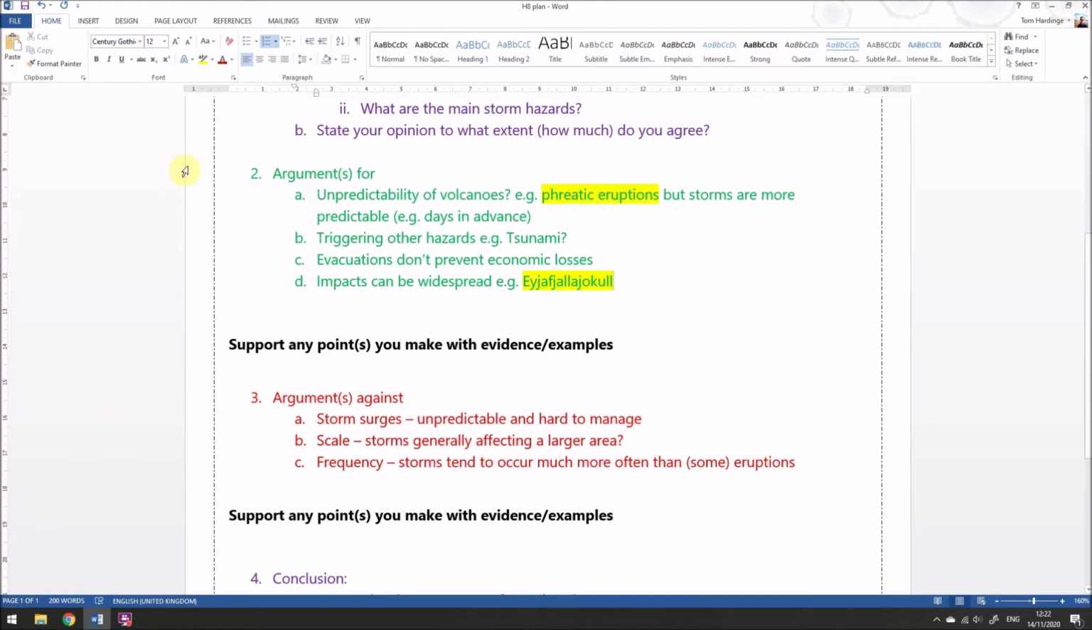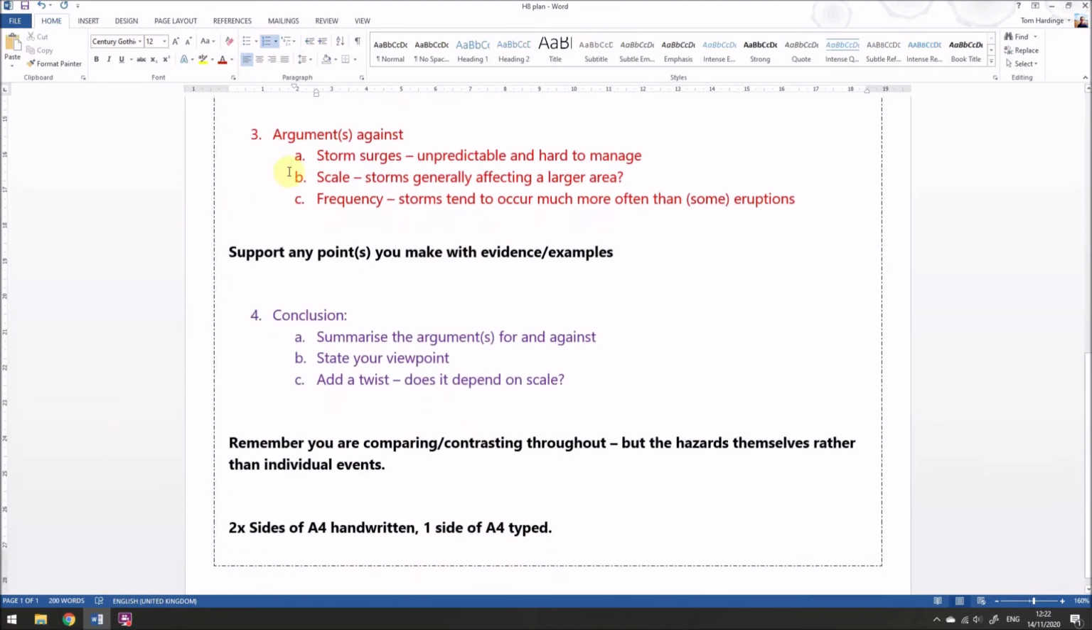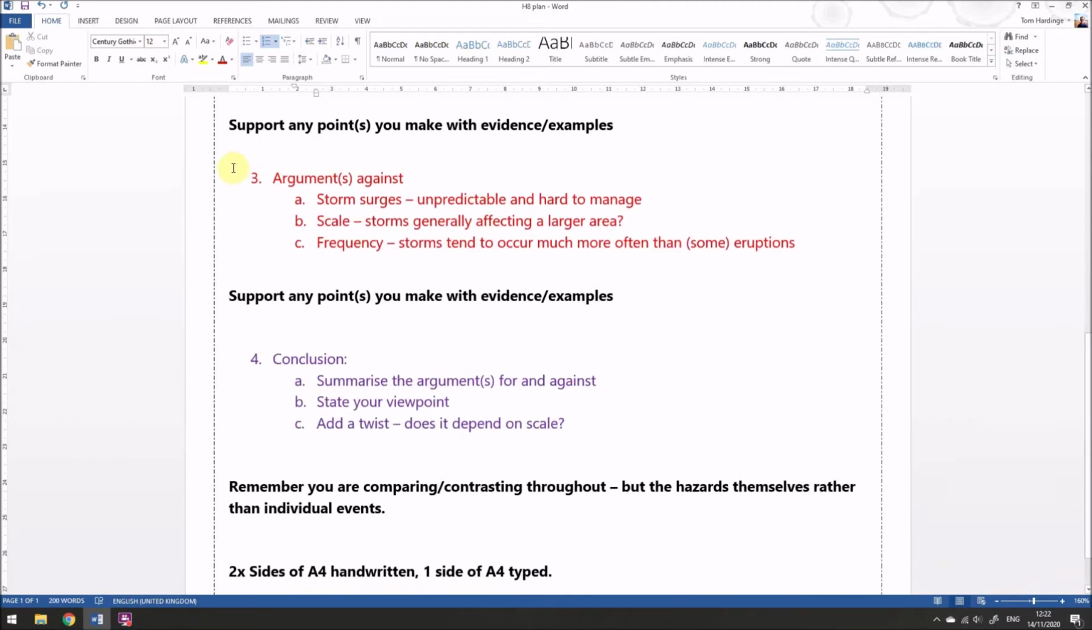Turning our attention then to the arguments against this statement, we can think about how storms might cause more impact than volcanic hazards. So we could think about storm surges and their unpredictability and how difficult they are to manage in relation to some volcanic hazards. We could think about the scale of these events. So storms tend to affect possibly a larger area than a volcanic eruption might do.